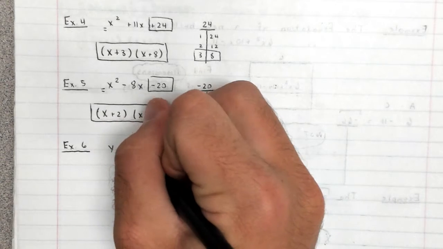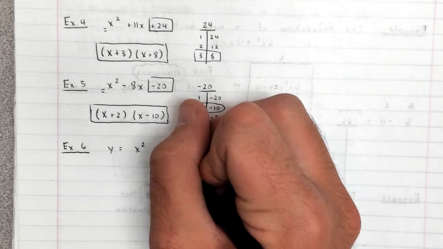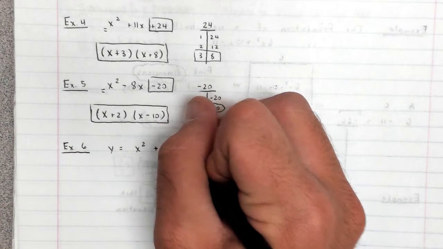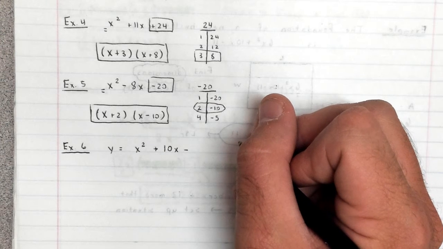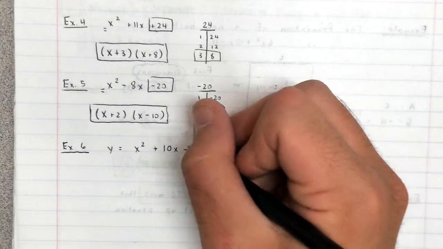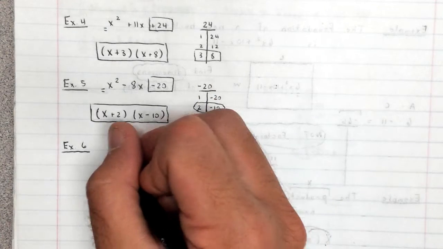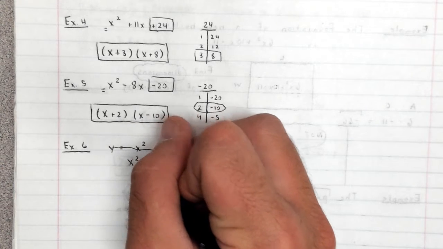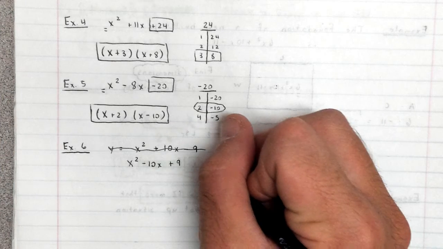Let's have x squared plus, what do I want to do? Let's go plus 10x minus, let's go 9. Actually, scratch that. Terrible problem. Let's go x squared minus 10x plus 9. Much better.